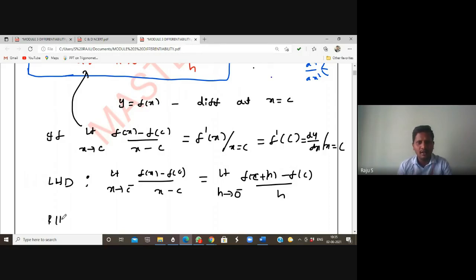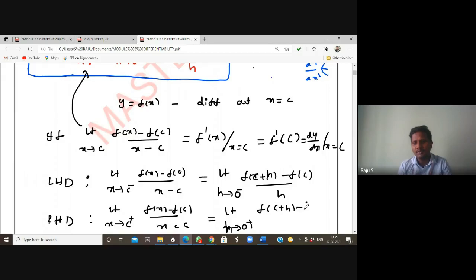Then the right hand derivative is the same. Either we can write limit x tends to c plus of (f of x minus f of c) by (x minus c), or we can write it as limit h tends to 0 plus of (f of c plus h minus f of c) by h. So try to remember the second formula alone, with h tends to 0. You are not required to remember the first one. So try to remember this second one for left hand derivative and right hand derivative.